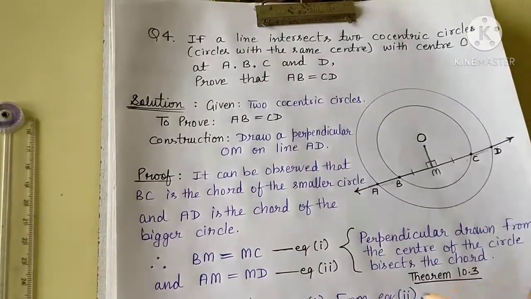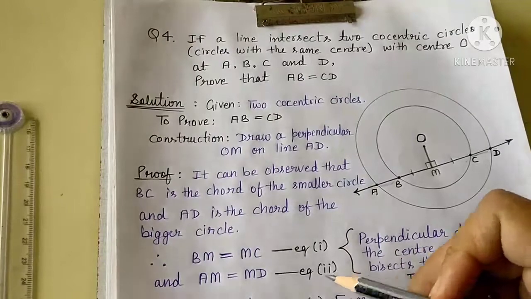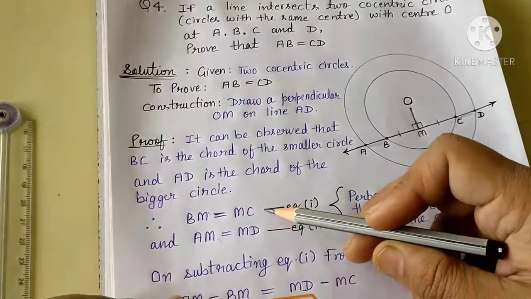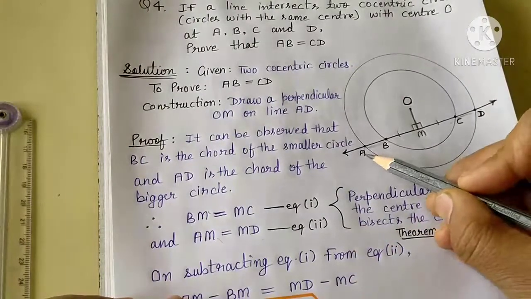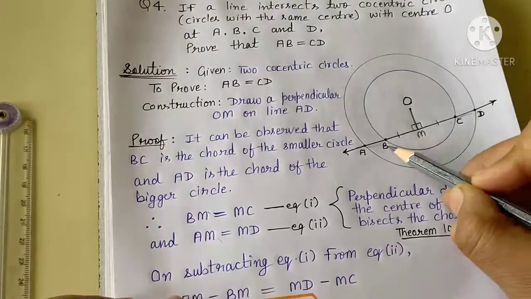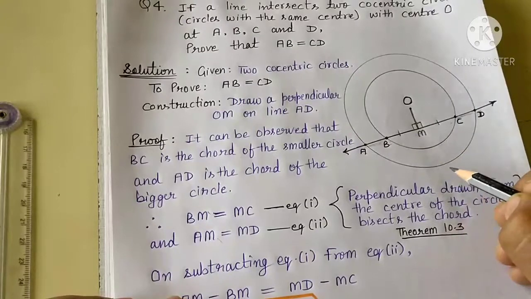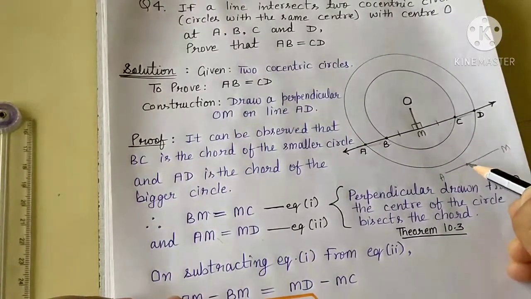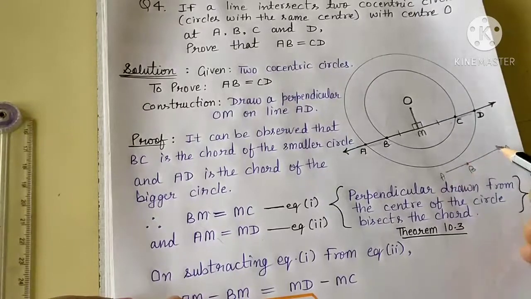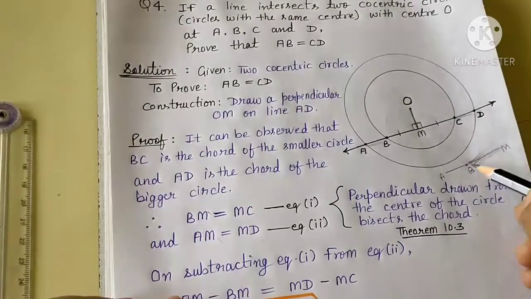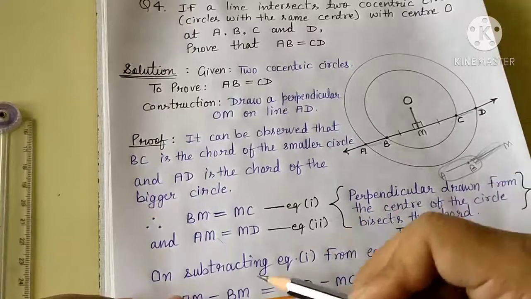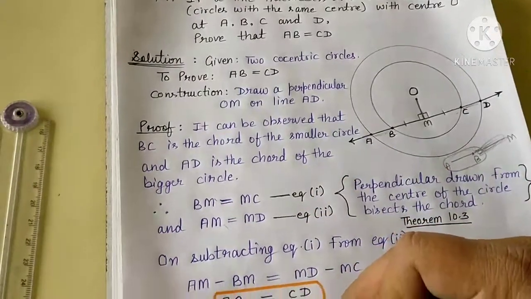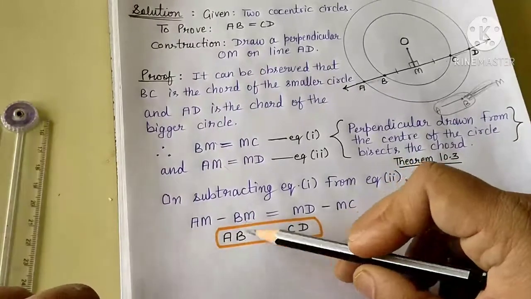Now if we subtract equation first from equation second, AM minus BM and MD minus MC. So let's subtract AM minus BM. What will be left? Just check. This one is AM, and this is point B. If we subtract BM from AM, what will be left? Just AB. AM minus BM leaves AB.